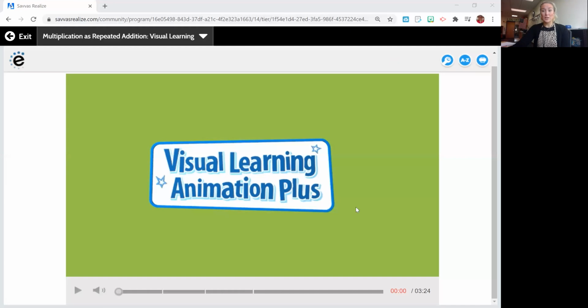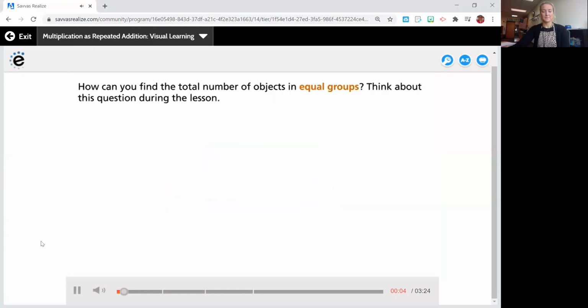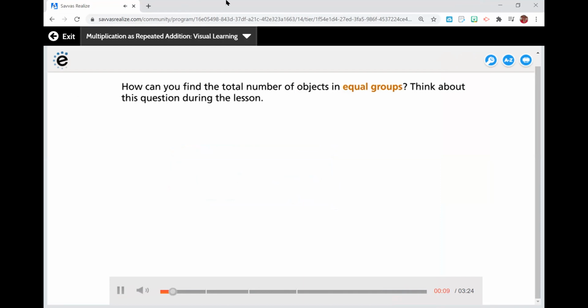Today in our lesson, we are going to look at how to multiply by using repeated addition and equal groups. By the end of this lesson, you'll be able to do multiplication by using these two methods. How can you find the total number of objects in equal groups? Think about this question during the lesson.